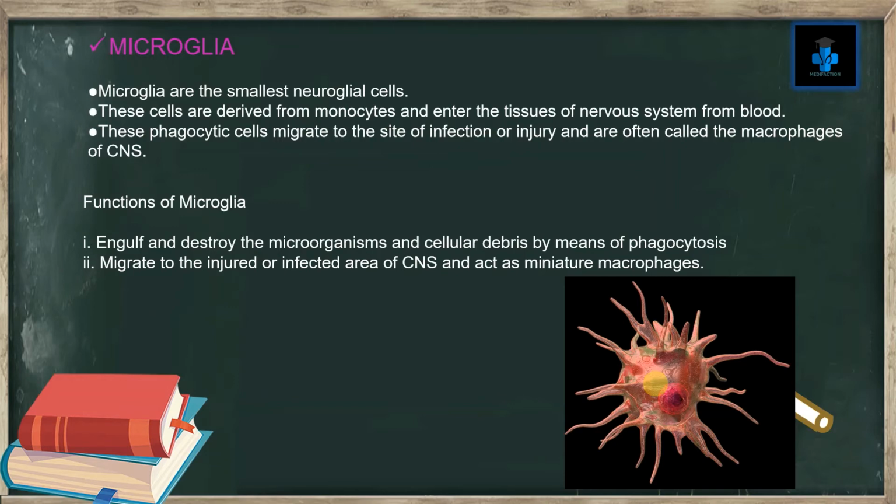Functions of microglia. The first function is they engulf and destroy the microorganisms and cellular debris by means of phagocytosis. The next function is they migrate to the injured or infected area of central nervous system and act as miniature macrophages.